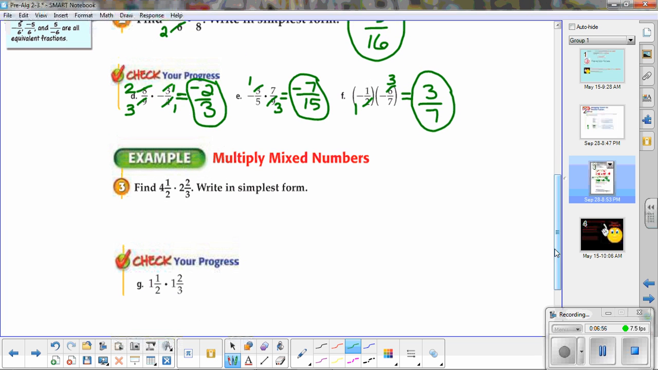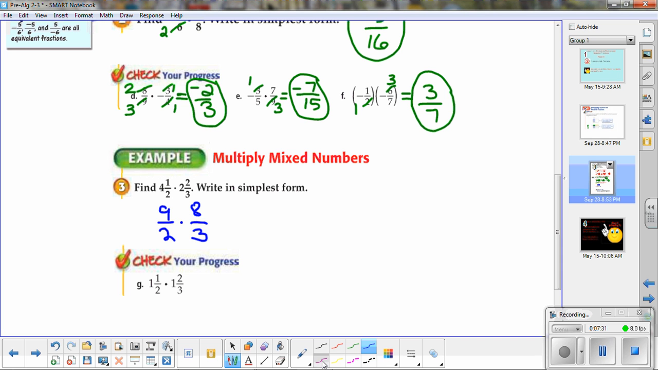All right, our next example is with mixed numbers, so you're going to have to do that first step on this one. You're going to have to change the mixed numbers to improper fractions, and to do that, remember it's times, plus, and then keep the same denominator. So 4 times 2 plus the 1 extra. 4 times 2 is 8 plus 1 extra is 9. Keep the denominator the same. And 2 times 3 is 6 plus the 2 extra is 8. Keep the denominator the same.